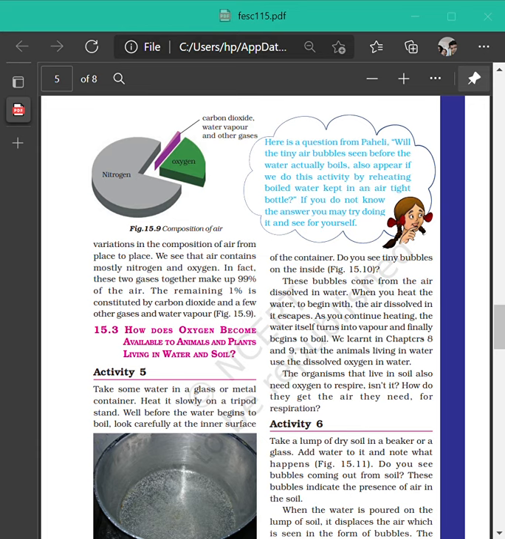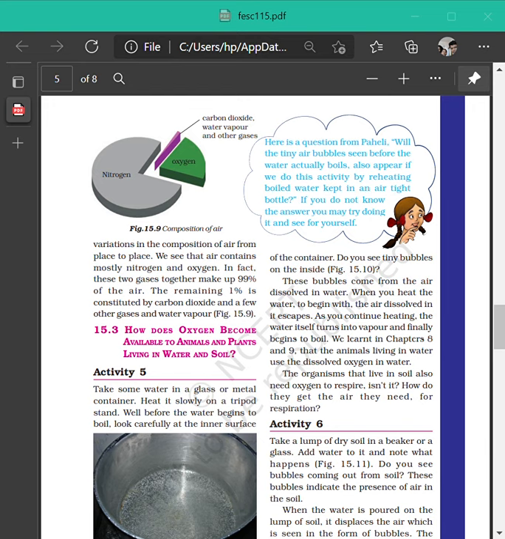Okay, the oxygen can be dissolved in water. There may be carbon dioxide also, it may remain in the dissolved form. That is because of this capacity of water to dissolve some gases. That is why the living organisms are able to survive in water.